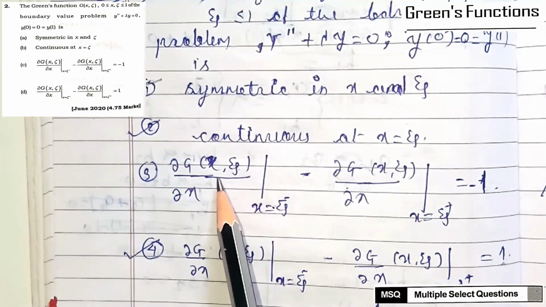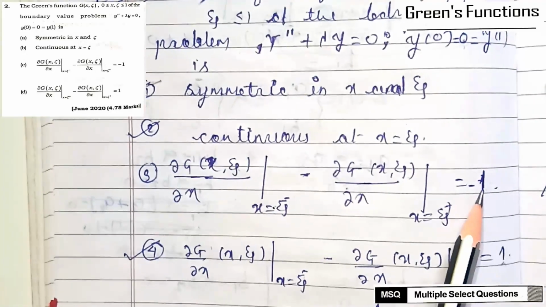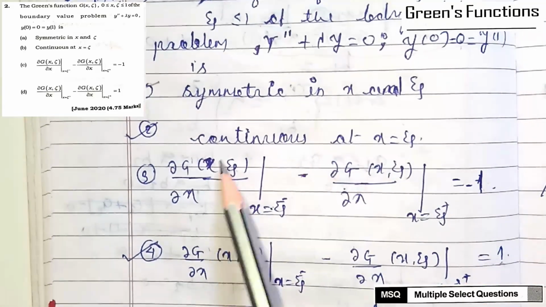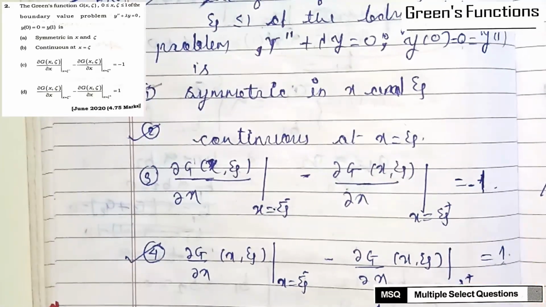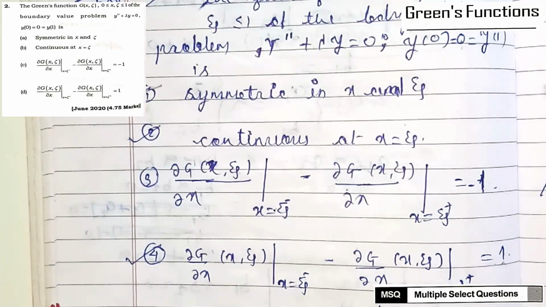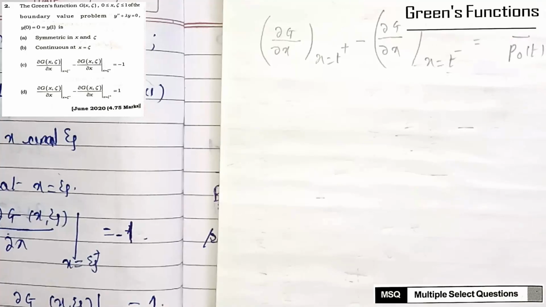Now the third property. We have to check whether this differentiation difference is equal to minus 1 or equal to plus 1. For this we have to apply the third property of Green's function, which decides between the third and fourth options. Now let's apply the property. I will explain the detailed solution for the third and fourth options.